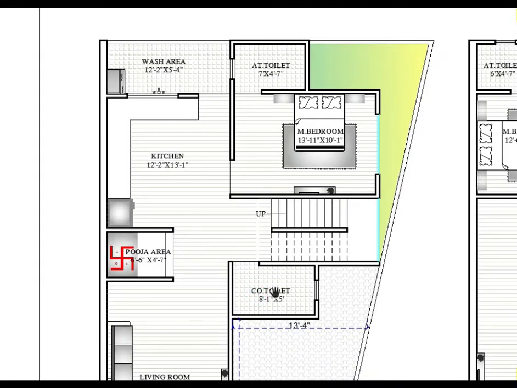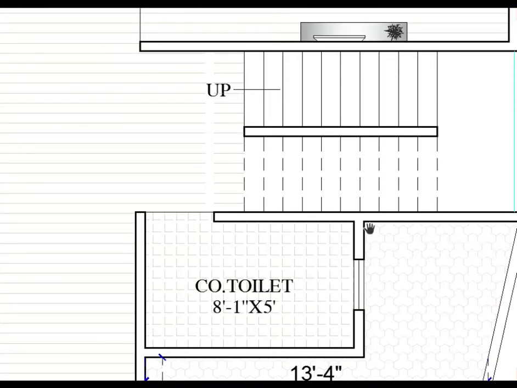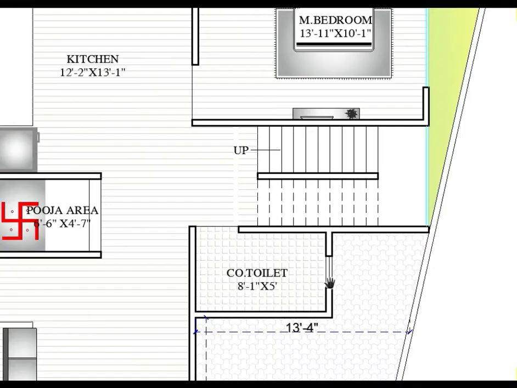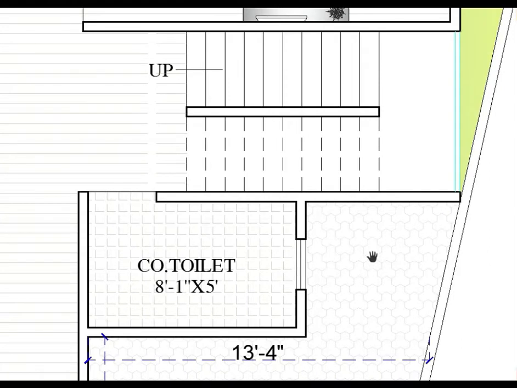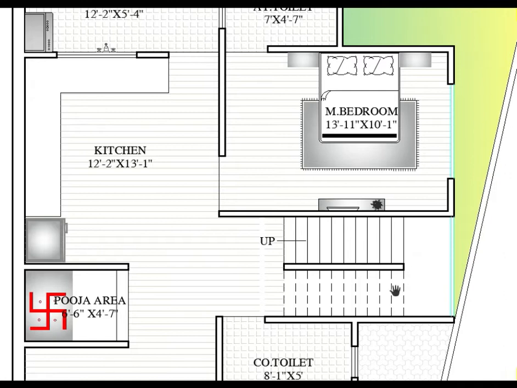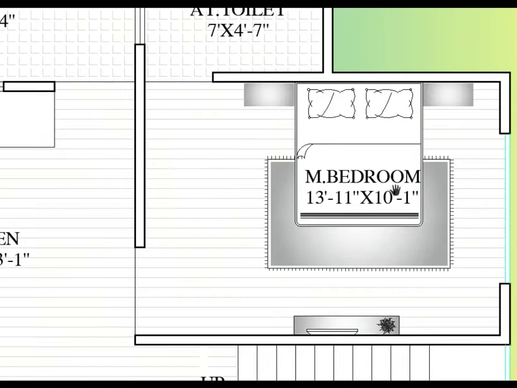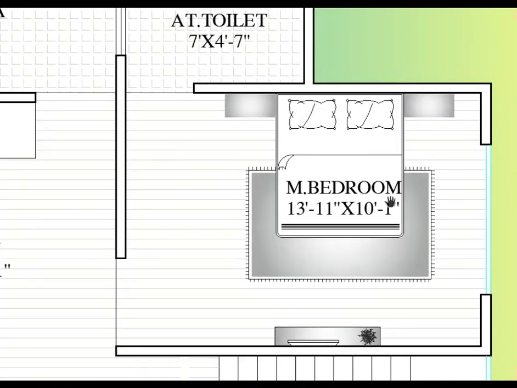As you can see, we are providing a common toilet here, which is 8 feet 1 inch by 5 feet, meaning horizontally 8 feet 1 and vertically 5 feet. This is the rest space at the back of the parking. This is the staircase going to the upper floor level. Here is the bedroom, which is 13 feet 11 inch by 10 feet 1, meaning horizontally 13 feet 11 and vertically 10 feet 1.